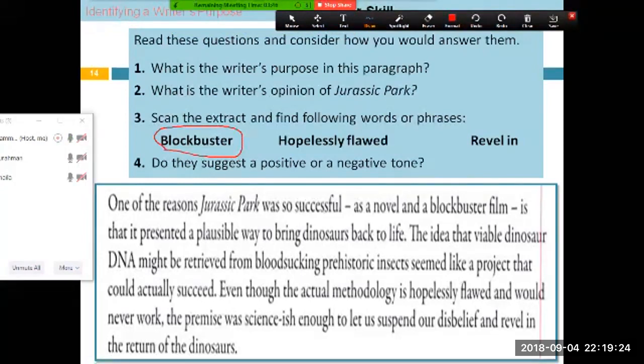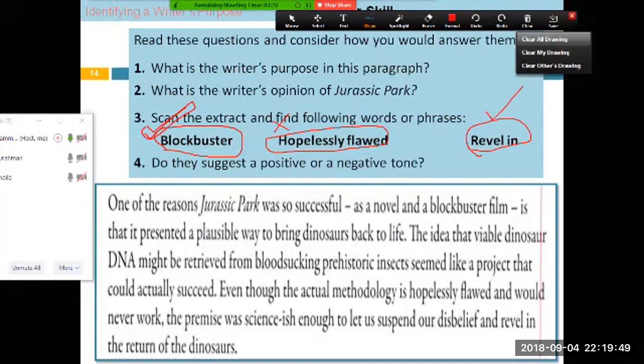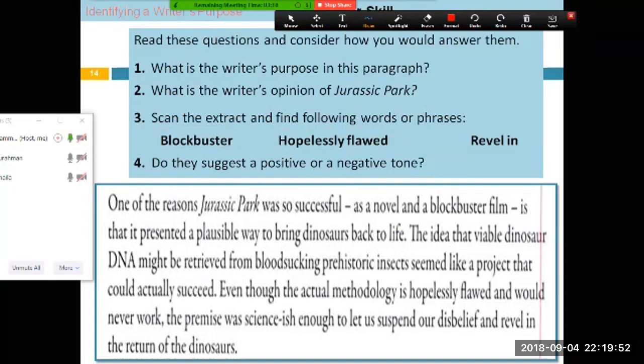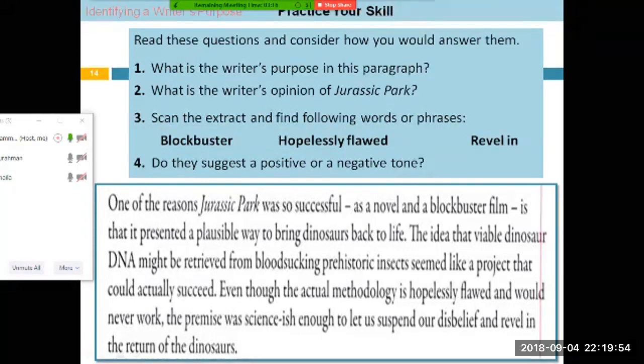Blockbuster means a super hit movie. Negative. Something negative, something good. Yes, okay, sir. Negative for me. Hopelessly flawed, something negative. Yeah. Revel in means cherish, enjoy, being happy. Okay, so this is again a positive thing, right? Why I pointed out these things is because in such questions, such words sometimes give you very useful hints. Okay, please focus on that.